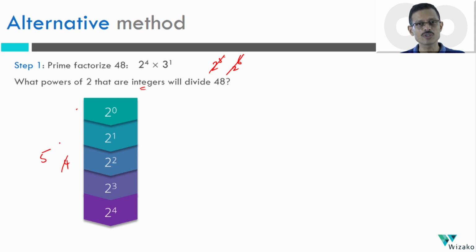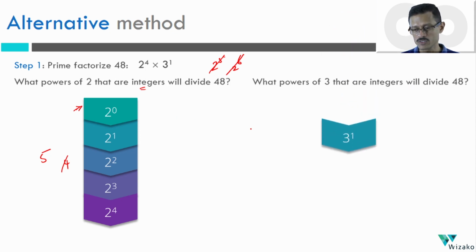So if 2 power 4 is the highest power of 2 that can divide 48, then the number of powers of 2 that can divide 48 will be 5, which is 1 more than the highest power. That 1 more is to account for the power of 0. Let's repeat this exercise for powers of 3. The highest power of 3 that can divide 48 is 3 power 1. So 3 power 1 certainly will do it. Is there any other power? 3 power 0 will also do it. So how many powers of 3 can divide it? Which is equal to 2 in number.